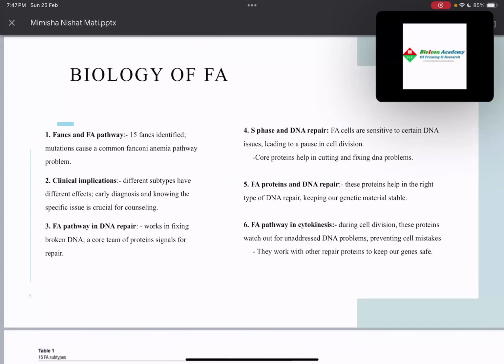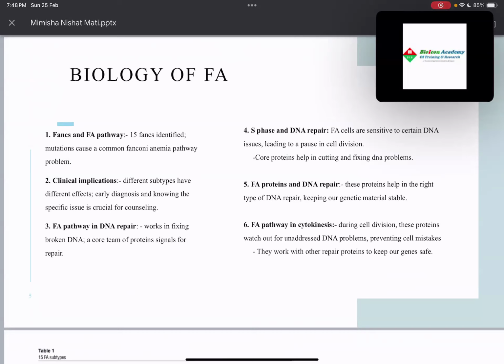Biology of FA. FANC genes and the FA pathway. 15 FANC genes have been identified, and mutations in them cause a common Fanconi anemia pathway problem. Clinical implications: different subtypes have different effects. Early diagnosis and knowing the specific issue is crucial for counseling.